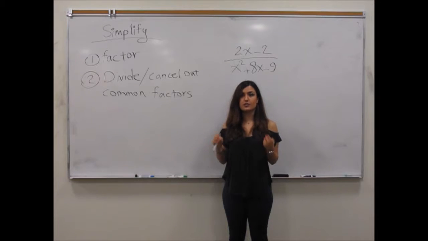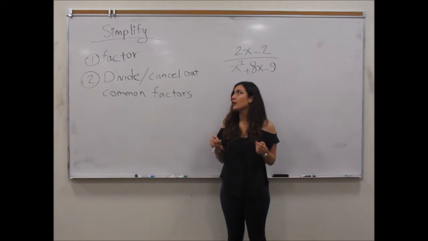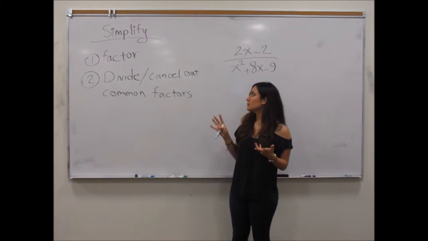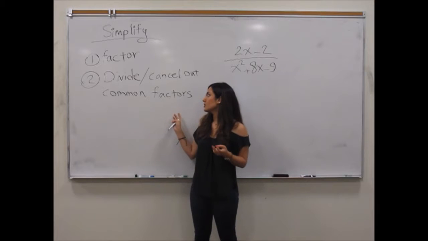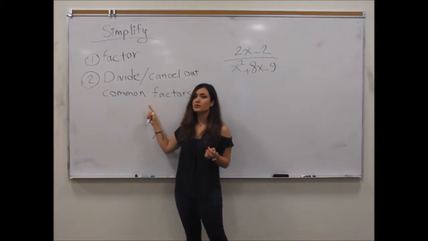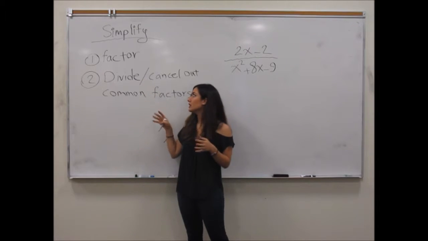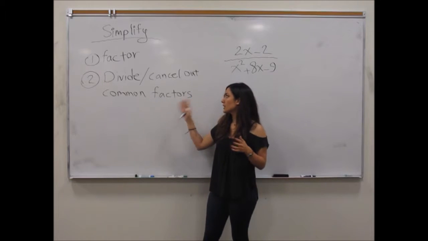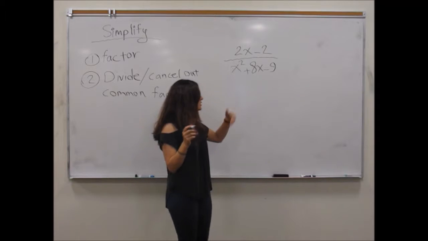They're similar to fractions. We can simplify them by canceling out the common factors from numerator and denominator. So basically, to simplify rational expressions, we follow these two steps. We factor the common things in numerator and denominator, and then we divide or cancel out the common factors. So let's look at some examples.